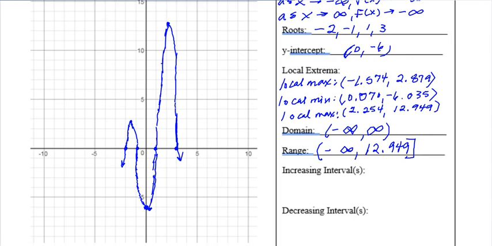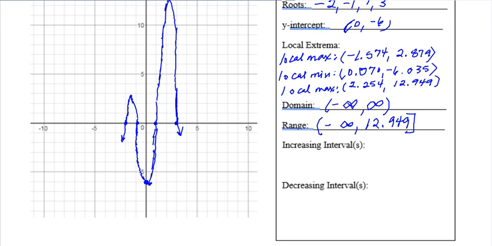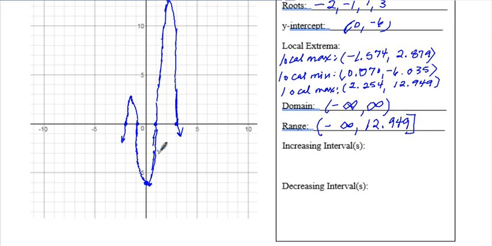Now, increasing and decreasing intervals. We're going to use the coordinates of our local maxes and mins to help us with this. I like going left to right on these to keep myself straight. So as I look at this function, I come in from negative infinity and I start off increasing. So from negative infinity, I am increasing, and I stop increasing at this local max here, at the x-coordinate of this local max. So negative 1.574. Then also at negative 1.574, I start decreasing. So that's the beginning of my decreasing interval, negative 1.574.